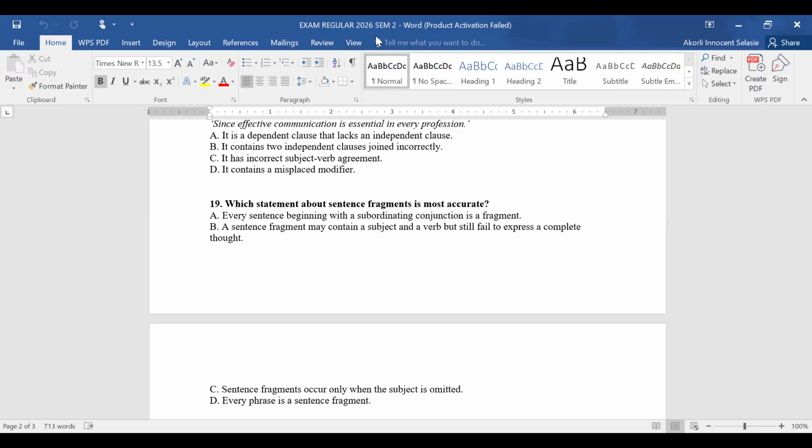What should be the answer? Is it C? Are you sure? B. The answer is B. A sentence fragment may contain a subject and a verb, but still fail to express a complete thought. So the answer should be B for boy.